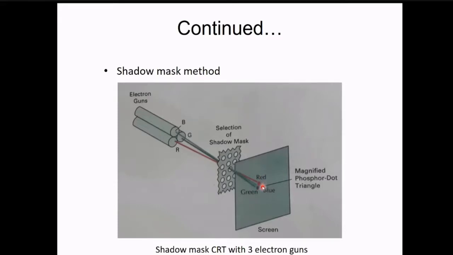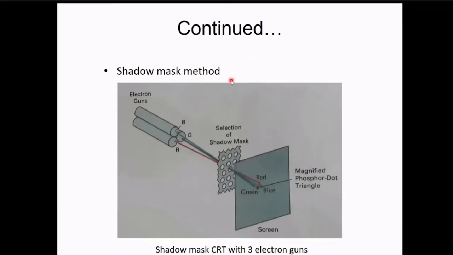But in general, what appears to the user is nothing but an image or some other object, and that's what will be shown to the user. But if you zoom into each and every pixel or sub pixel, then it would appear to the user as a triangle. So that is what it says, magnified phosphor dot triangle. But at the end you are able to see an object. So that is the basic fundamental of shadow mask.